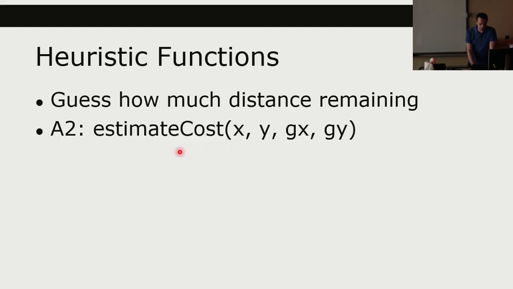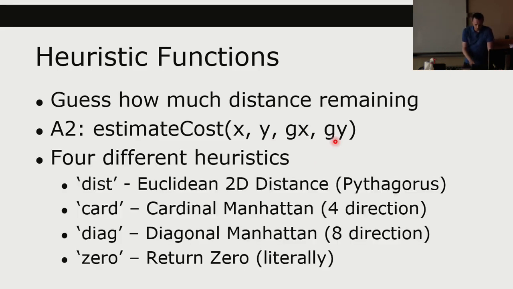So in assignment 2, I will have a function. It's called estimate cost. And that estimate cost function takes in a current x and y and a goal x and y, and it guesses at how much distance you have remaining. And you will be implementing 4 different heuristic functions.